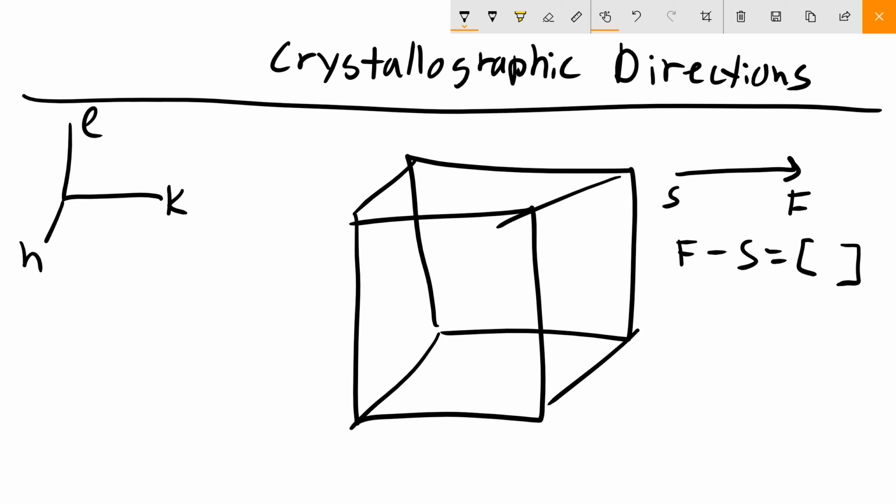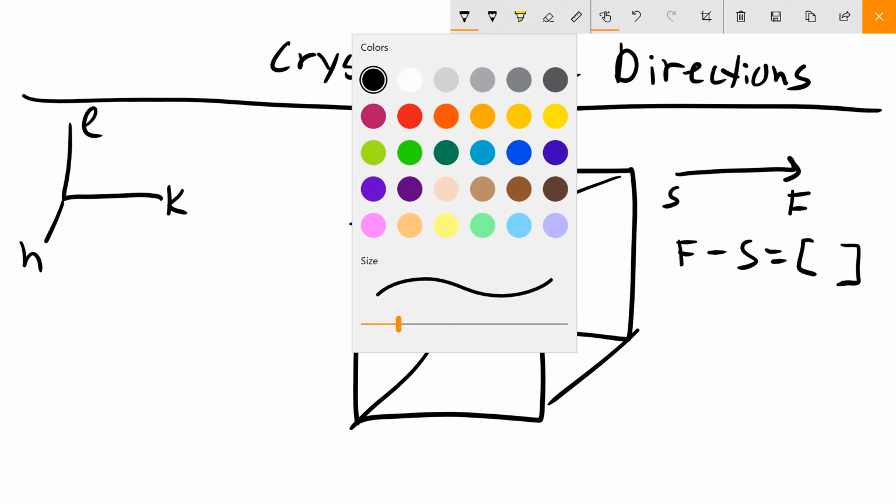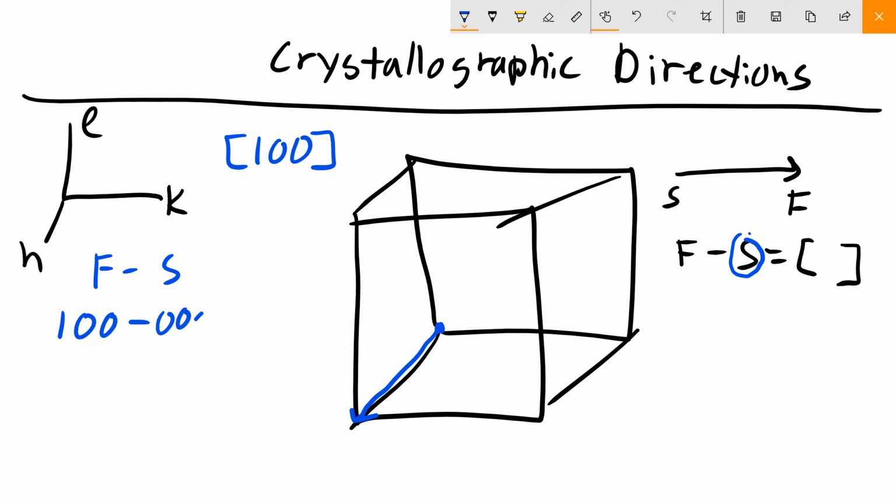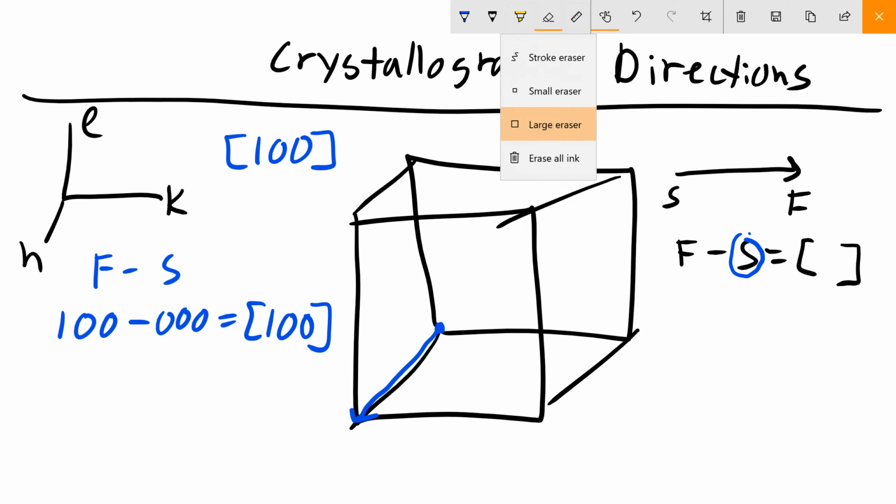So let's start off with one that might be a little bit straightforward. Let's draw the [100] direction. I'm just going to start at our origin here because it's nice and convenient, because our start will just be 0, 0, 0. If I want to do finish minus start, I know that this point is 1, 0, 0. So my finish minus start, 1, 0, 0 minus 0, 0, 0, gives me the direction that we wanted. So that was your first crystallographic direction.